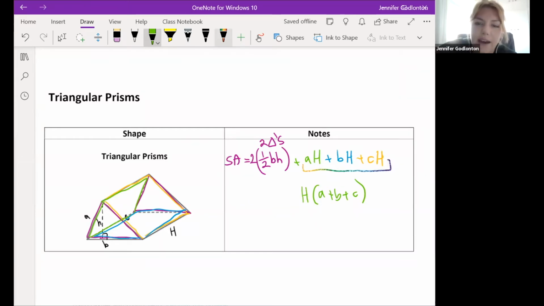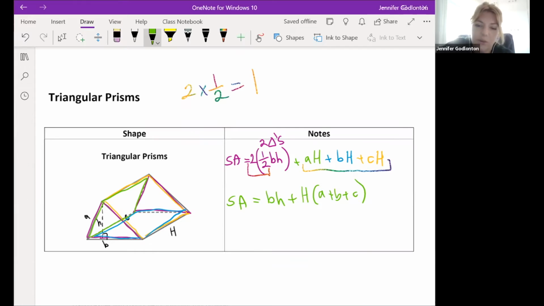Then we look over here. We've got 2 times a half. What does 2 times a half give us? If I have 2 halves, what is that? It's 1, and 1 times anything is just itself. So that 2 and that half actually cancel each other out. So we can just write base times height. And that is how our surface area formula for a triangular prism is formed.